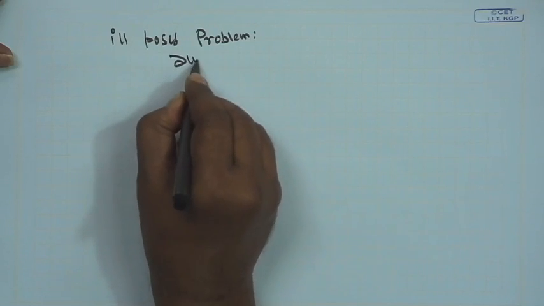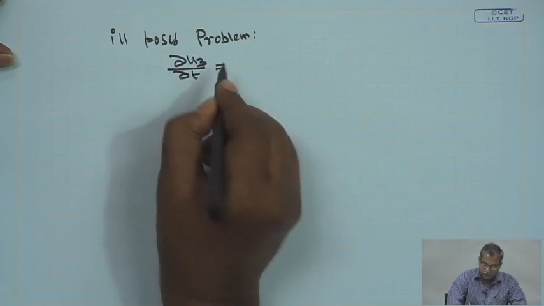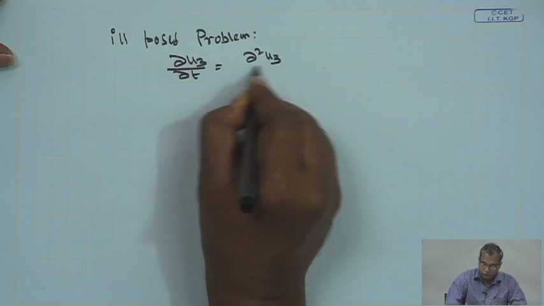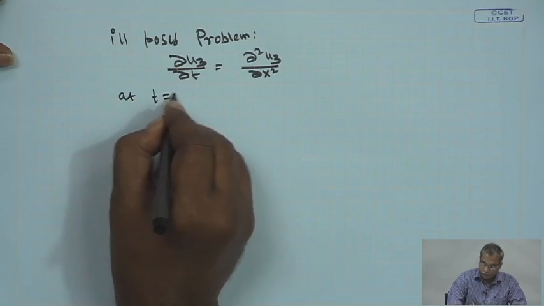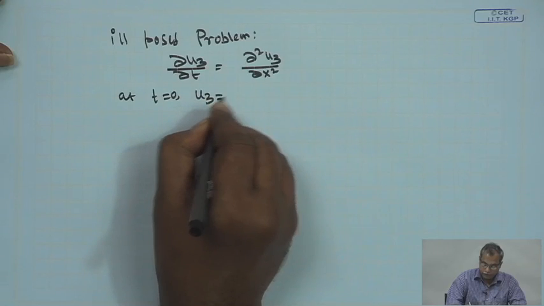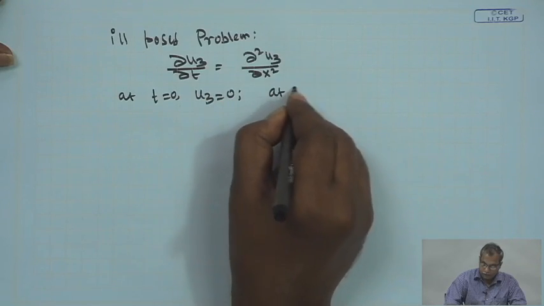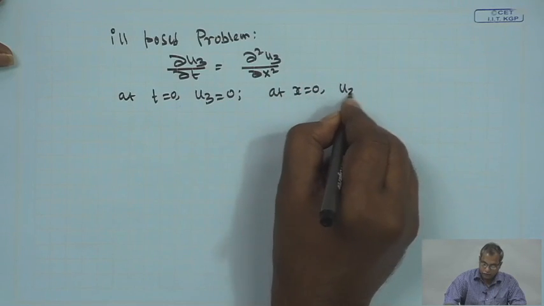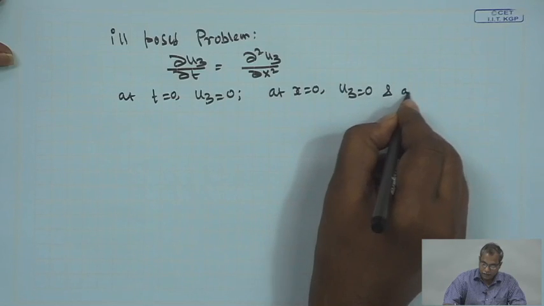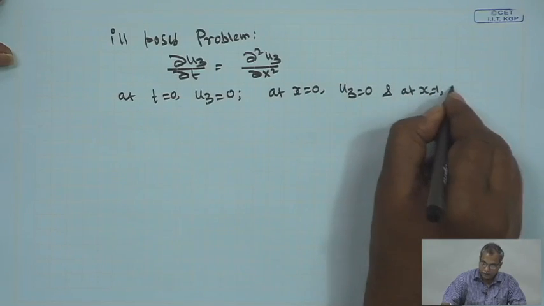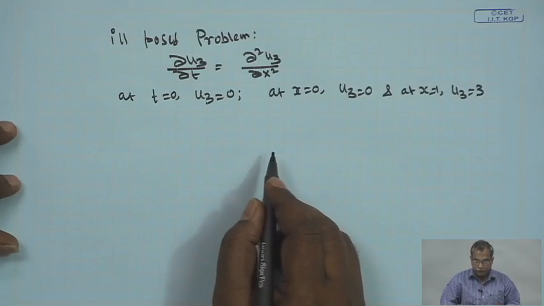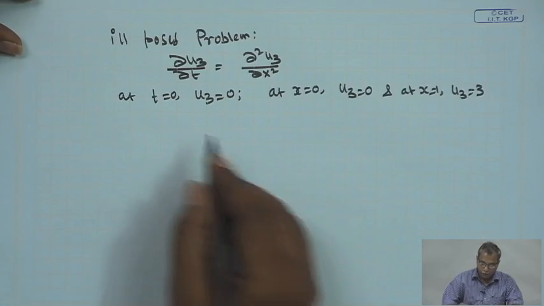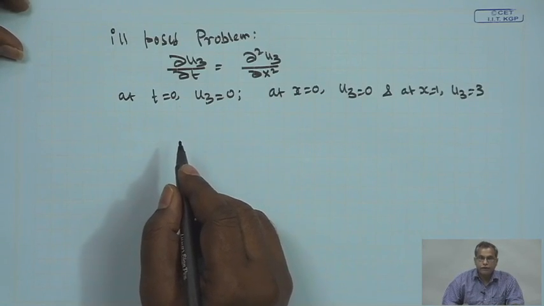So, del u3 del t is equal to del square u3 del x square, and at t equal to 0 we had u3 equal to 0, at x equal to 0 we had u3 equal to 0, and at x equal to 1 we had u3 equal to 3. Again this problem has to be divided into two sub problems. One is time dependent, another is the time independent solution.